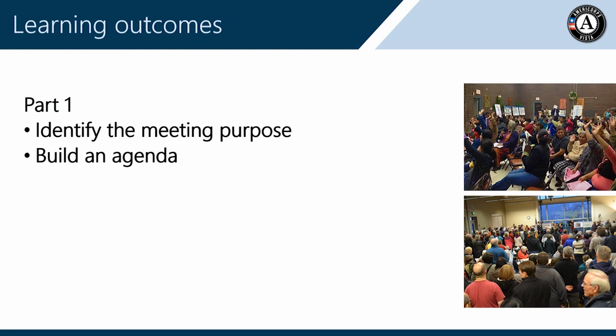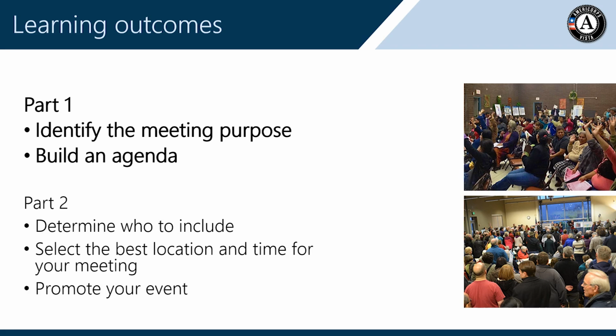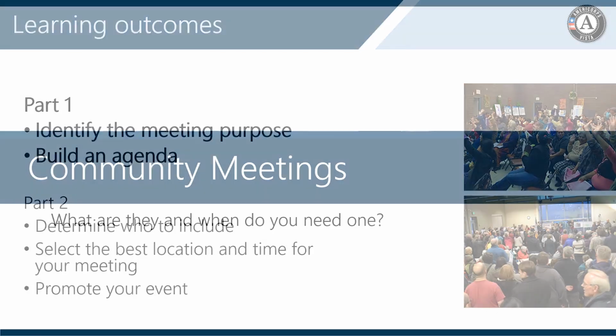This two-part videocast focuses on 5 topics for upfront planning before a community meeting. This is Part 1, and it covers identifying the purpose for your meeting and creating an agenda. Part 2 looks at who to invite, where and when to hold the meeting, and how to publicize it. While these videos focus on community meetings, you can apply the concept to other meetings as well.